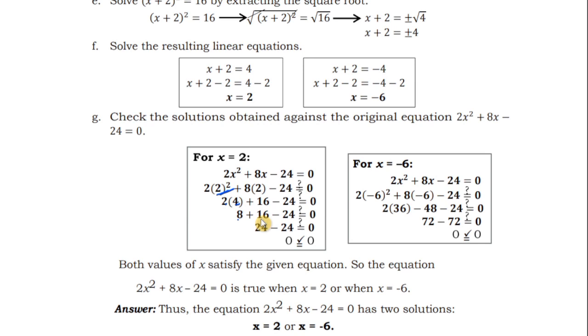Replacing x with negative 6, we have 2 times the square of negative 6, then 8 times negative 6, minus 24 equals 0. The square of negative 6 is 36, times 2 is 72.